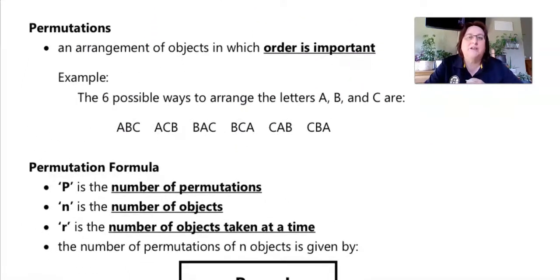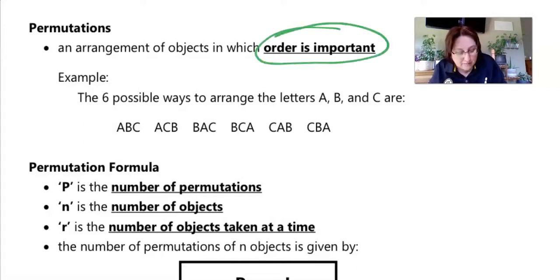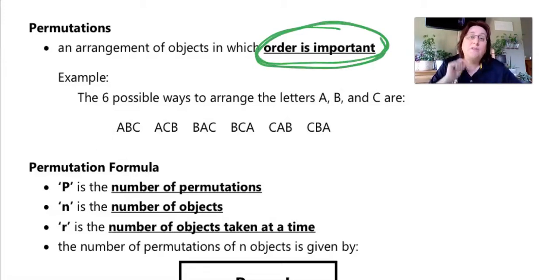All right, permutations. So let's talk about what is a permutation. Hey guys, a permutation is an arrangement of objects where the order is important. I'm going to say that again. Permutations is when the order is important. Okay, so if I ask you guys, how many different ways can you arrange the letters A, B, and C?